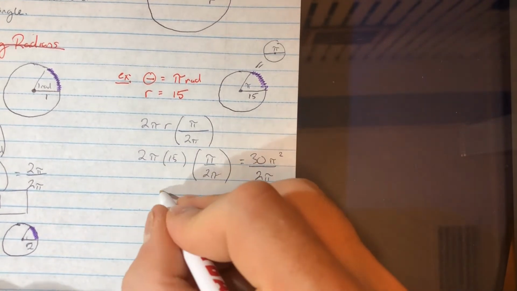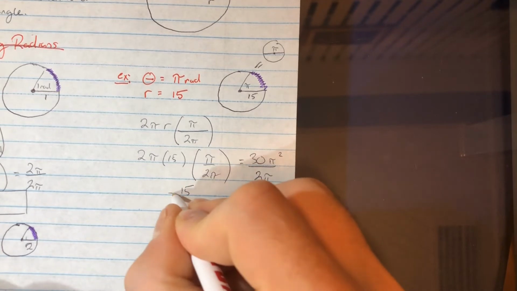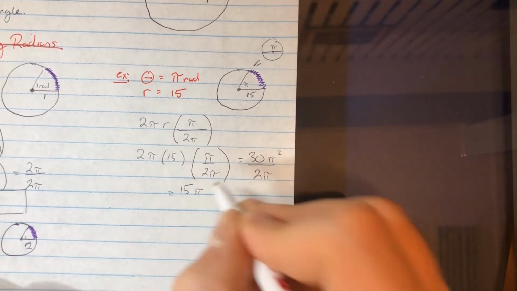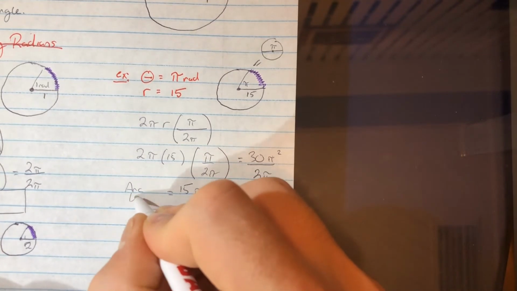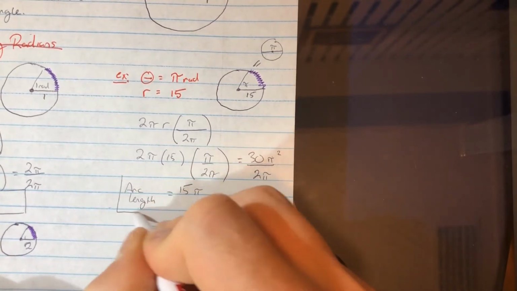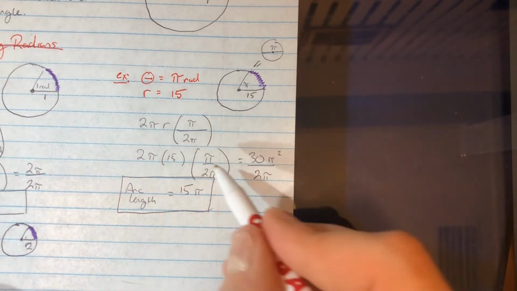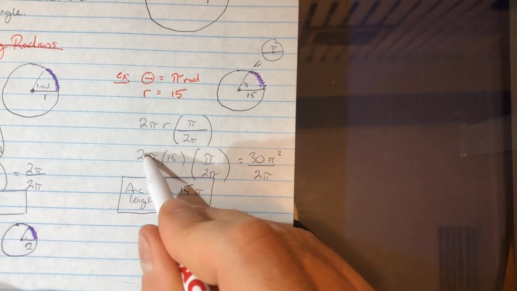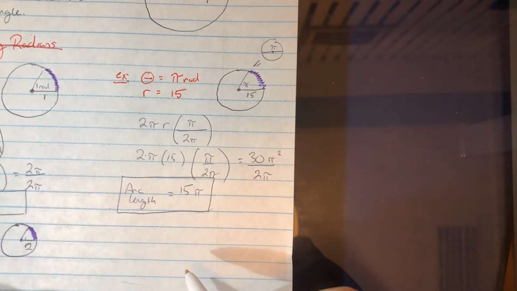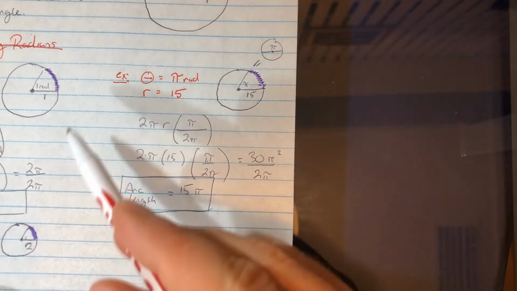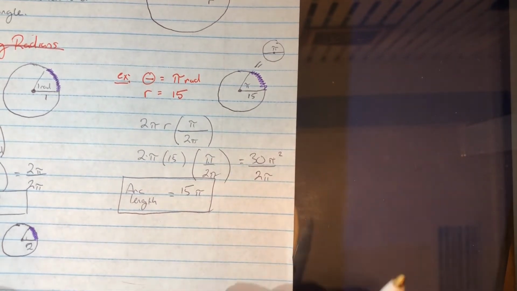30 over 2 reduces down to 15. Pi squared over pi, one of those pi's cancels out, and I'm left with a single pi. And I have an arc length of 15 pi. I could have reduced that by saying 2 pi and 2 pi cancel out, and I just have a 15 pi left, or I could work it all the way out and come back. So those are 3 good examples of what it looks like to deal with a radian.